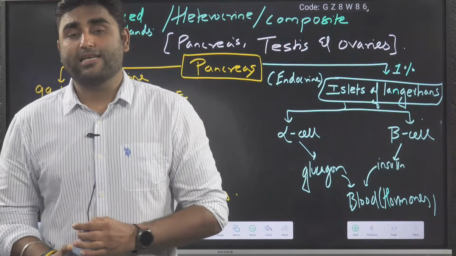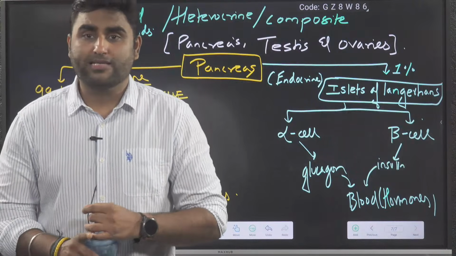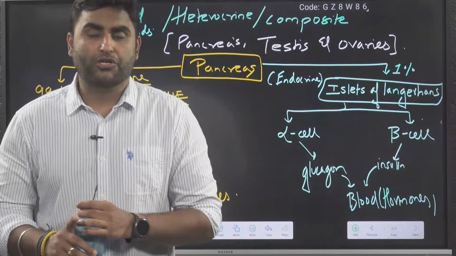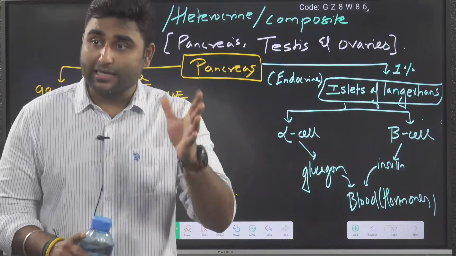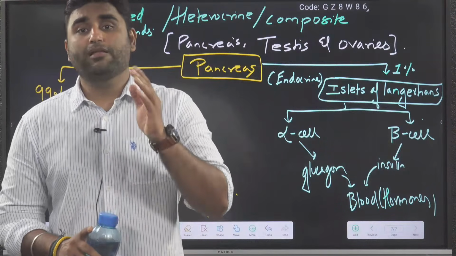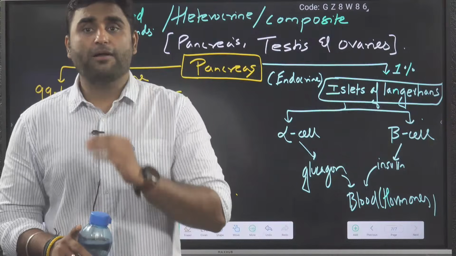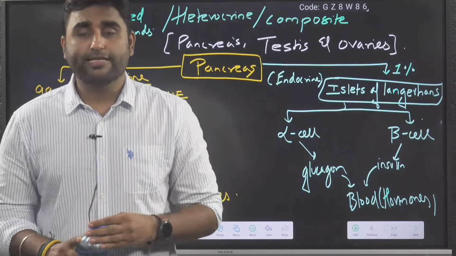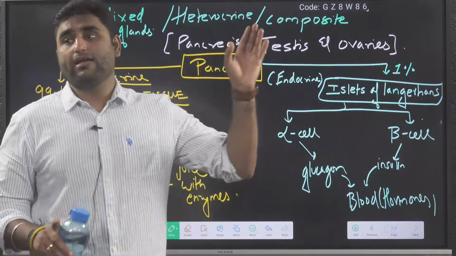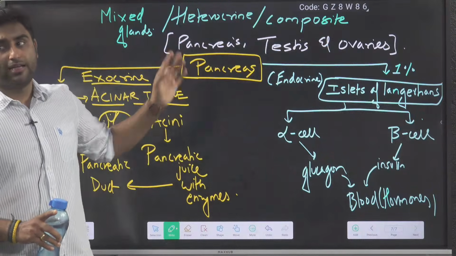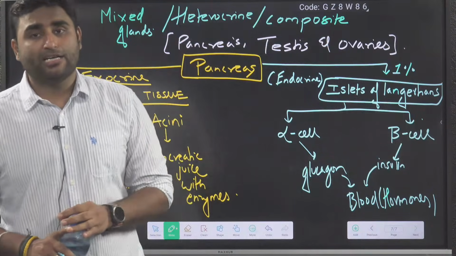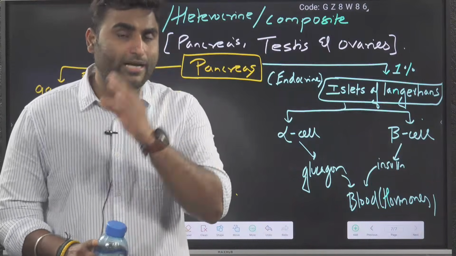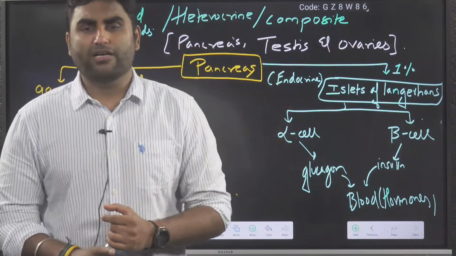Whereas the same testes and ovaries produce the male and female sex hormones, the androgen testosterone in the males and progesterone, estrogen in the females, that is going in the blood. That will be the endocrine part of the testes and ovaries. So pancreas, testes, ovaries are heterocrine glands, composite glands, or mixed glands, glands of dual nature. They can do endocrine function also, exocrine function also.